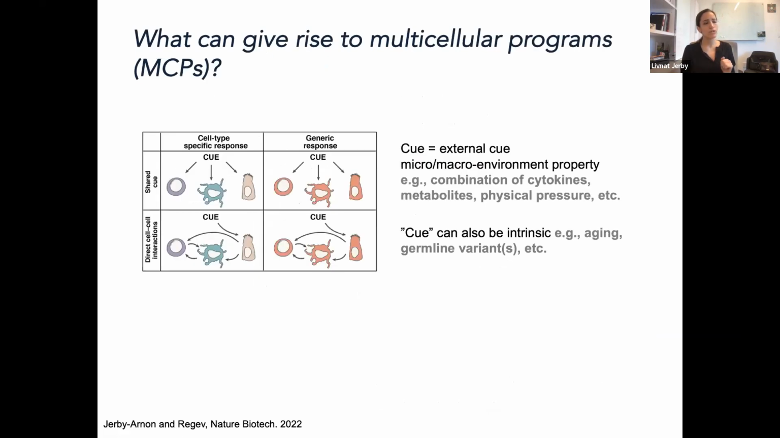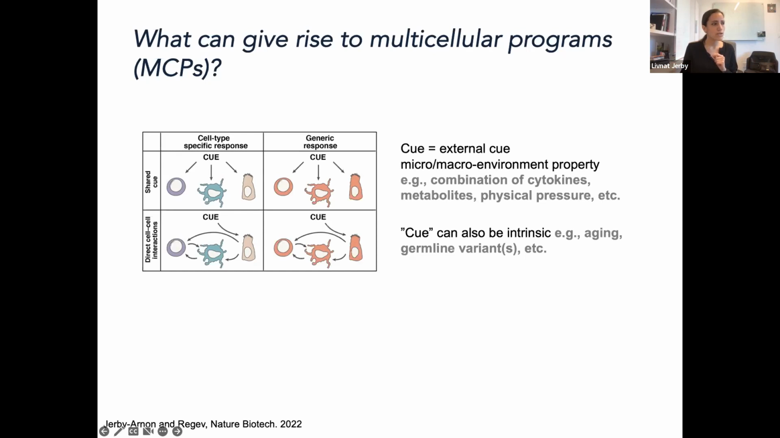Okay, so I want to go a little bit deeper into the methodology itself. I know that this is a fairly computational seminar, so I thought it would be nice to explain how it works. And to do this, I want to talk about the notion of a shared cue. So the hypothesis here is that multicellular programs can result from different cell types that are exposed to the same cue. And that cue can be an environmental cue or an intrinsic cue. And I'm going to explain what I mean by that in a minute.